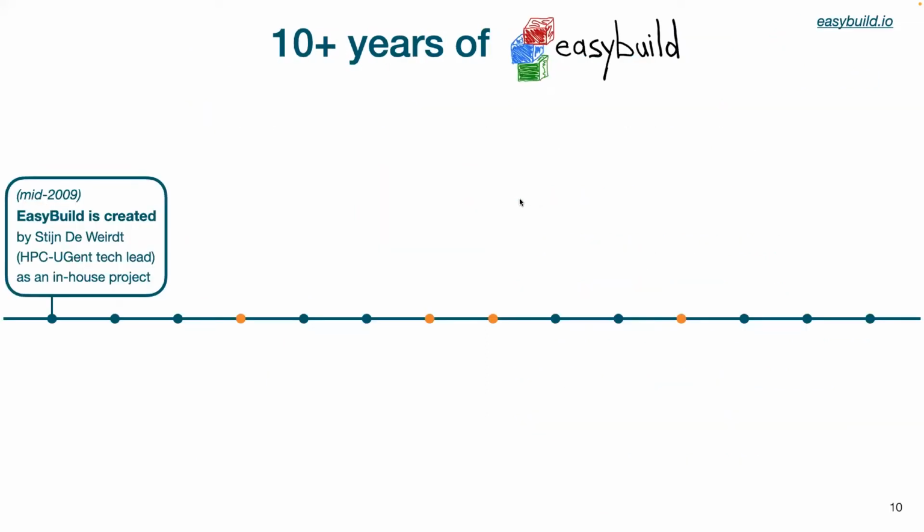So EasyBuild has been around for quite a long time already, over 10 years. Actually, it was created in the summer of 2009, not by me, but by our current technical lead in HPC-UGent, Stijn De Weirdt. It started as an in-house project, so we were basically getting our first central HPC cluster in Ghent in 2009. We started getting lots of requests from researchers for software, and we realized that with a very small team back then, it was just 2 technical people, there was no way we would be able to keep up with installation requests unless we had some automation around this. That's why EasyBuild was created.